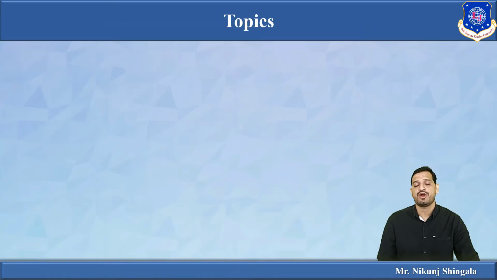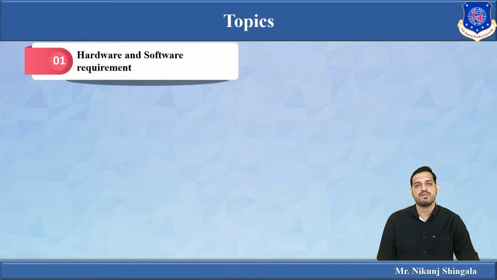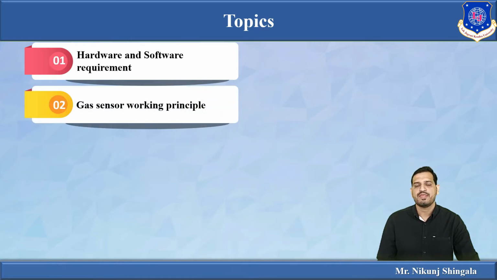So let us start with the topics that I am going to discuss in this video lecture. The first one is the hardware and software requirement. If you want to interface a gas sensor with the Arduino board, I am going to use the Arduino Uno board. You can also use the Arduino Nano board. The second one is the gas sensor working principle. It is very important to know how different kinds of sensors work.